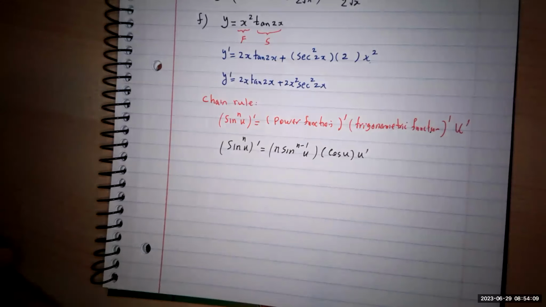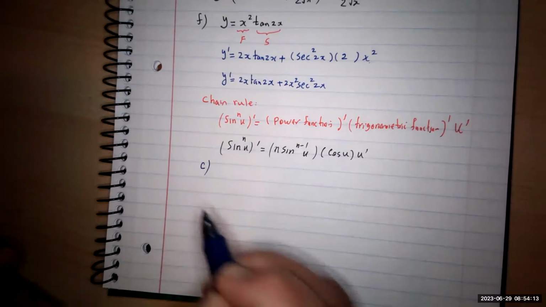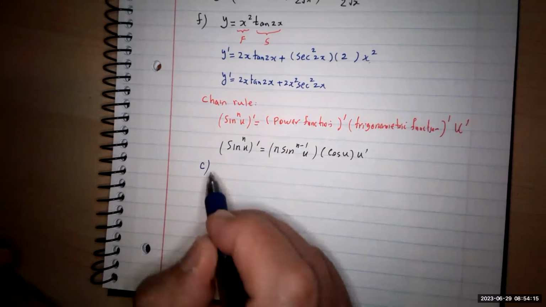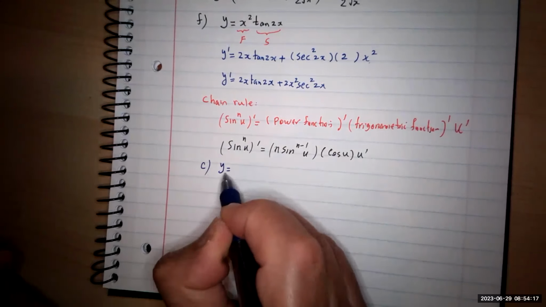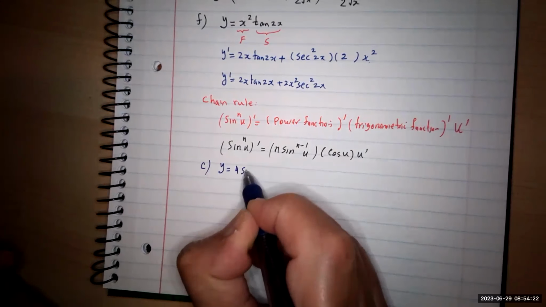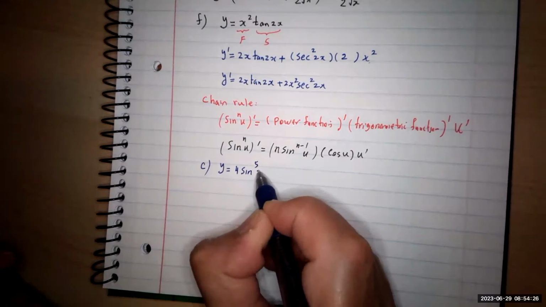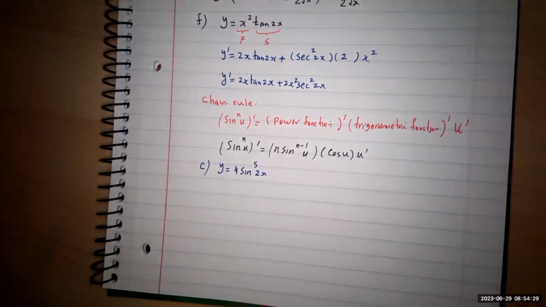Cases that we have here. You want to find the derivative. This is part C. A derivative of this function, y equal to 4 sine to the 5th of the 2x. You see, exactly the same case that we need. This 4 is a number, it's a coefficient, so we keep it.